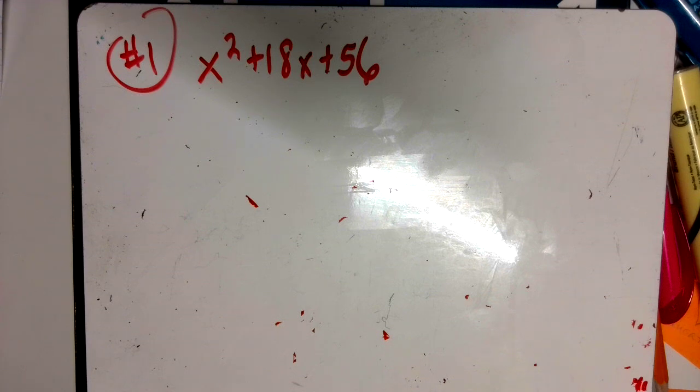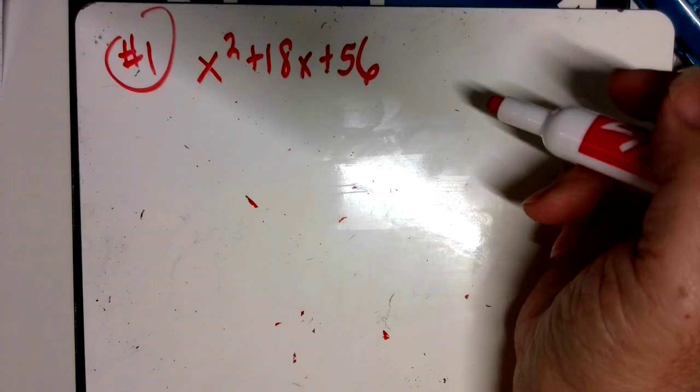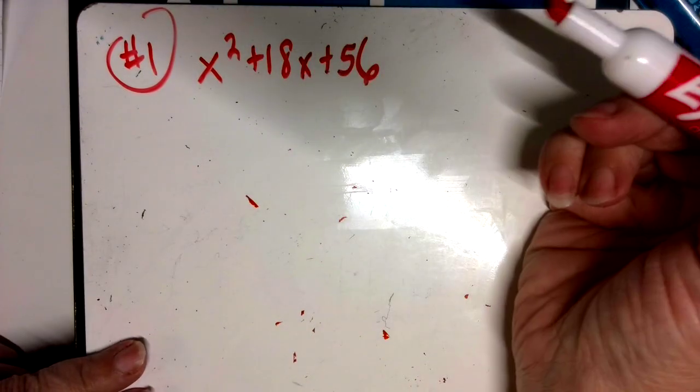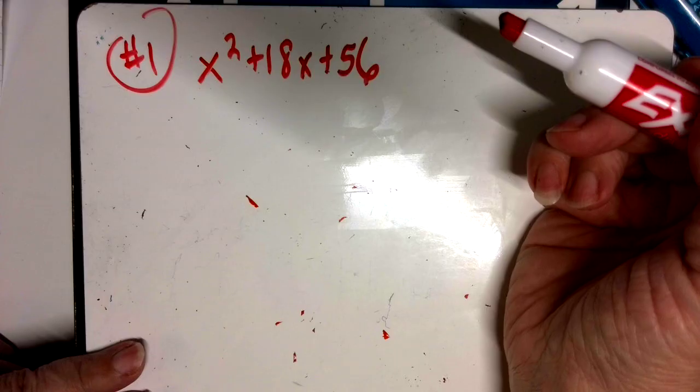Hi, it's Mrs. Velasco. I'm going to go over four of the homework problems. We're going to be able to work on them tomorrow in class, but I just wanted to go over four of them. Okay, this is number one, x squared plus 18x plus 56.